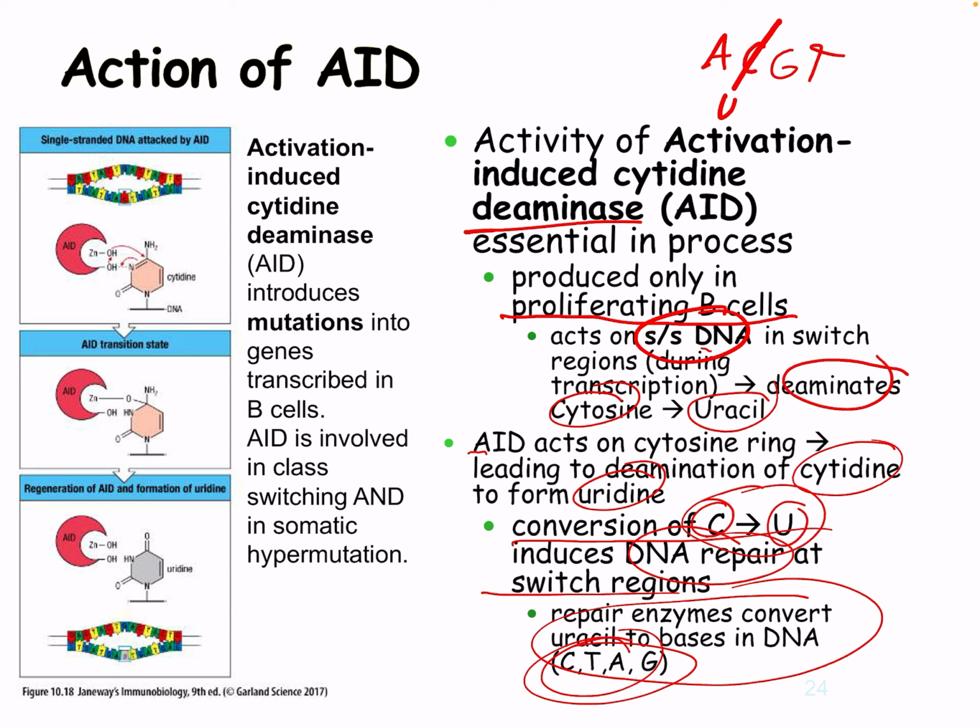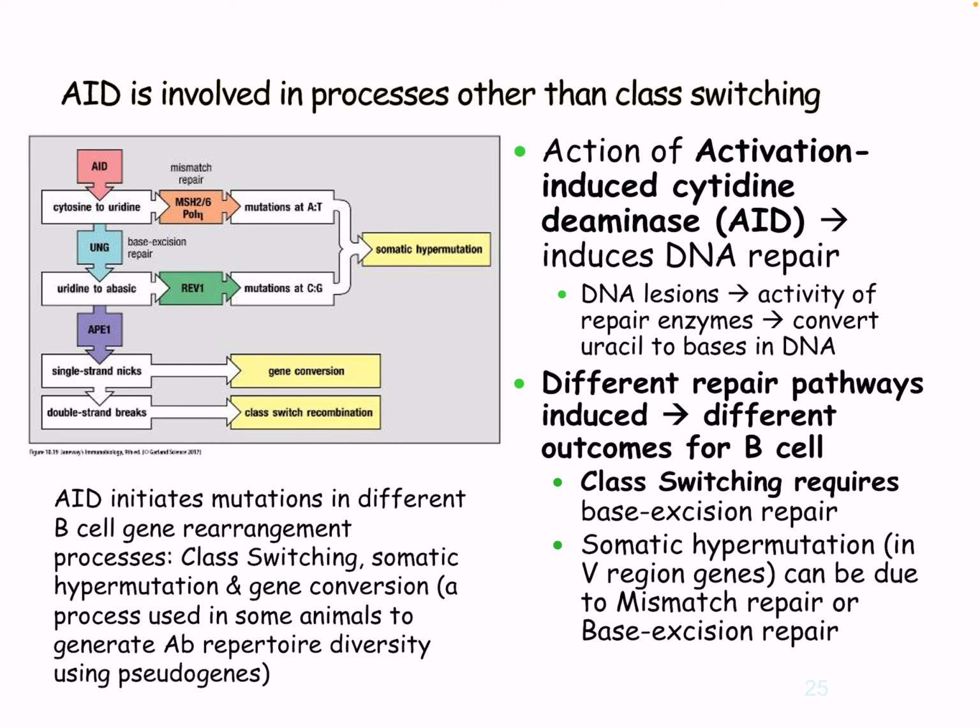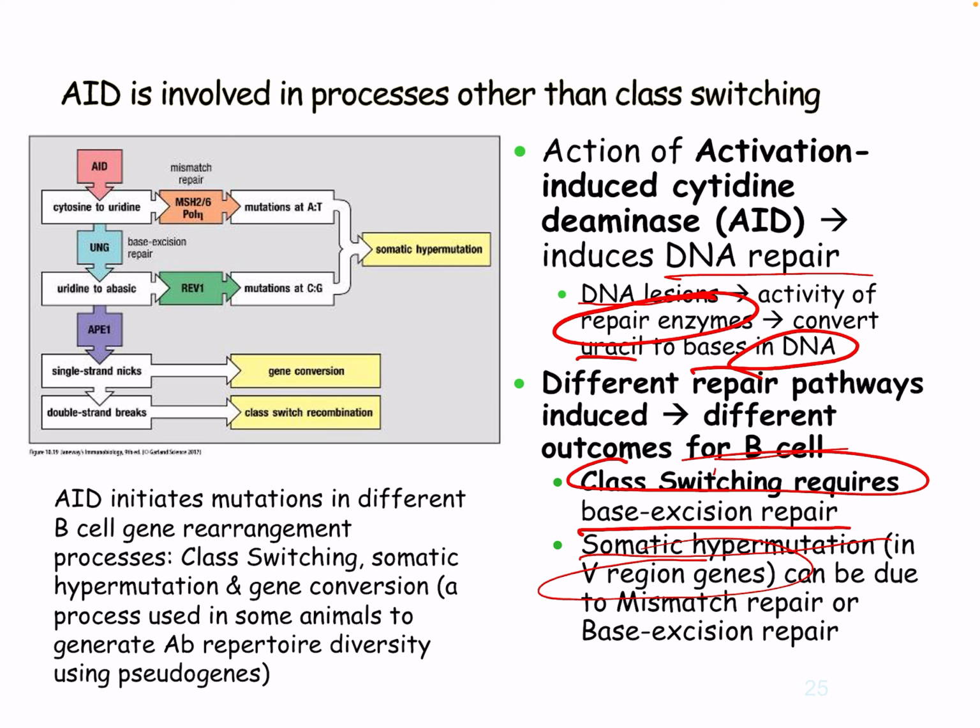So we have our AID, which introduces mutations into the genes transcribed in B cells. AID is involved in class switching and somatic hypermutation, which we'll look at. So AID induces DNA repair, like we said, causes DNA lesions, and results in the activity of repair enzymes, which convert uracil to bases in our DNA. So these different repair pathways can be induced and result in different outcomes for the B cell. But importantly, class switching requires base excision repair, and somatic hypermutation, at least in the variable region genes, can be due to mismatch repair or base excision.